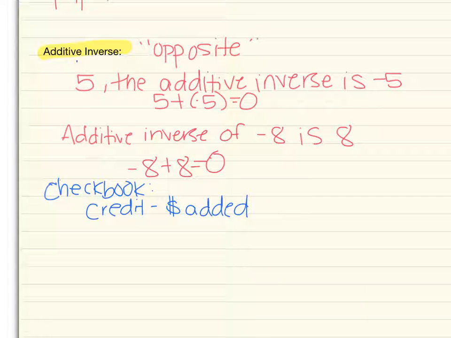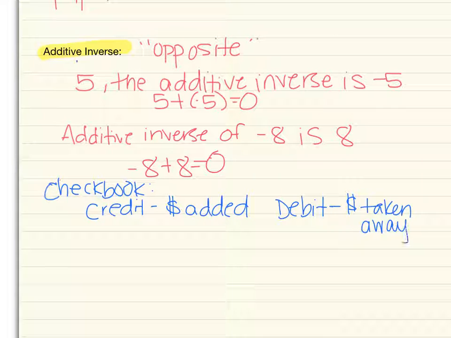And a debit, think of that as money taken away. Okay, again, if you're having trouble keeping up with how quickly I'm writing, that's no problem. Just pause the video and make sure you get this all down in your notes. So again, when you have a checkbook, the credit means that you're adding money to your account, and a debit means you're taking money away.